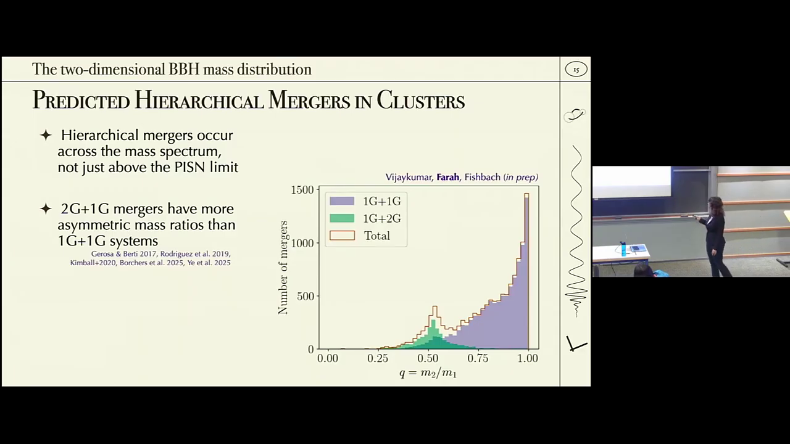And you can see that the 1G plus 1G mergers are peaking at mass ratios of 1, whereas the 1G plus 2G are peaking at mass ratios of about 1/2. So we want to look for this signature in the gravitational wave data. It's super obvious, should be robust.